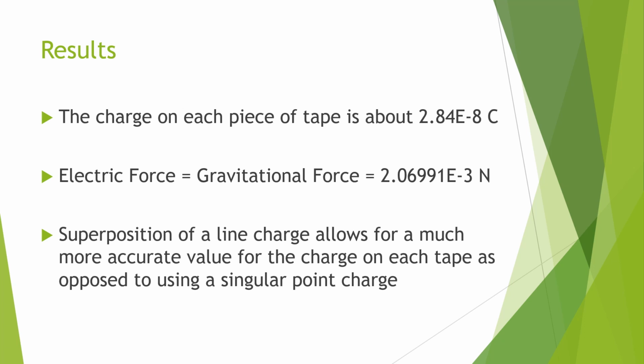So for the results in my experiment, I got the charge on each piece of tape to be about 2.84 times 10 to the negative 8th coulombs. The electric force equals the gravitational force, which equals about 2.069 times 10 to the negative 3rd newtons. And the superposition of a line charge allows for a much more accurate value for the charge on each tape as opposed to a singular point charge.